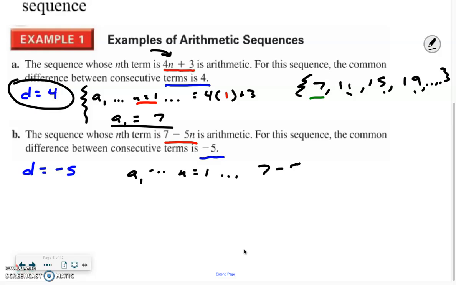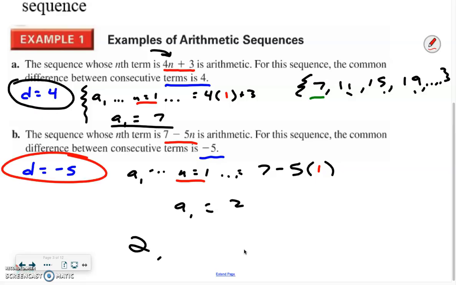So if we wanted to find the first term, n equals 1. So it's going to be equal to 7 minus 5n. But remember, we know that n is 1. So with your help, please, my first term, 7 minus 5 is going to be 2.